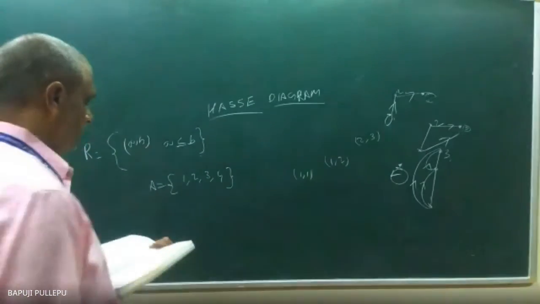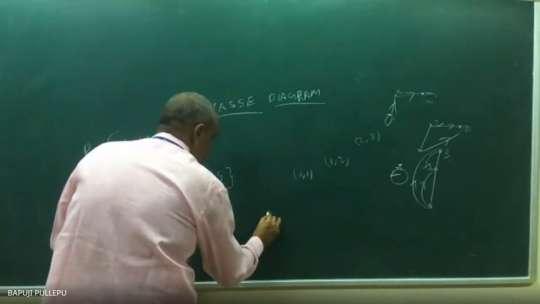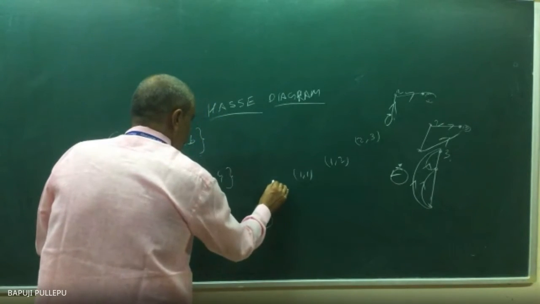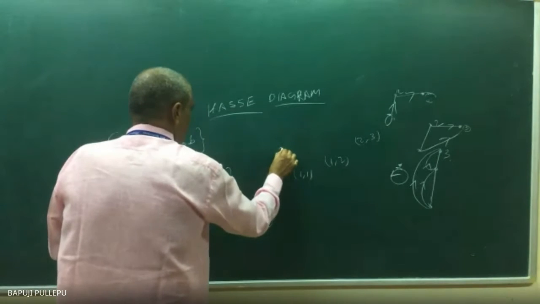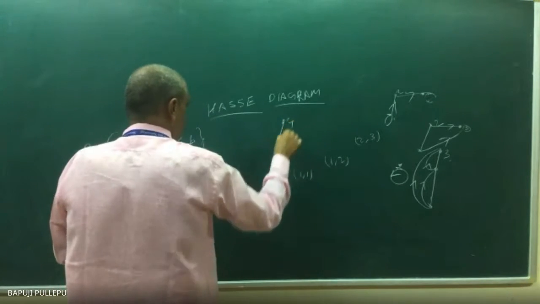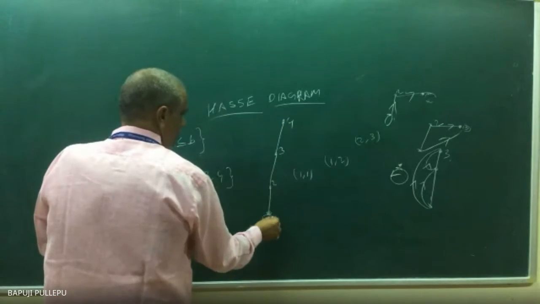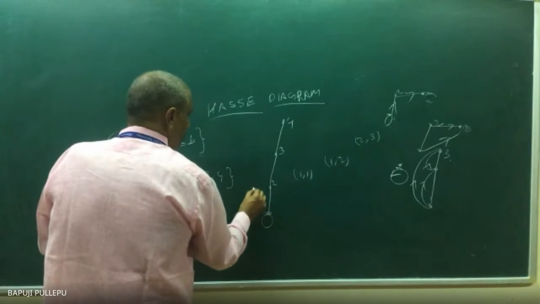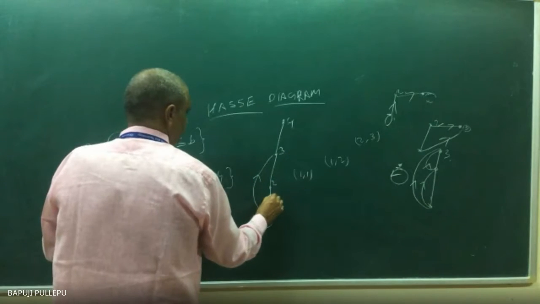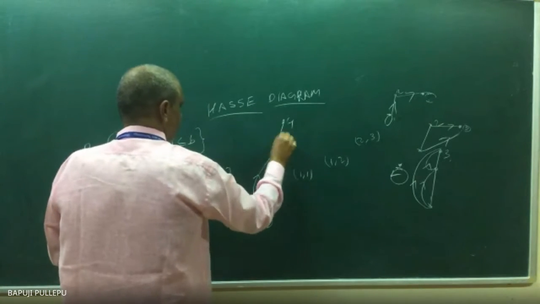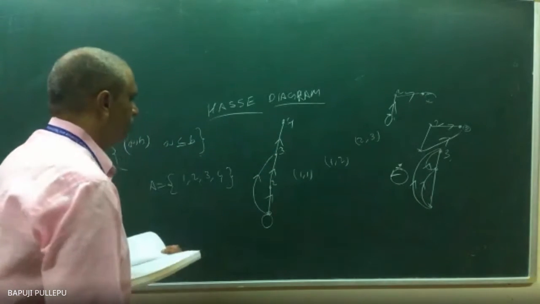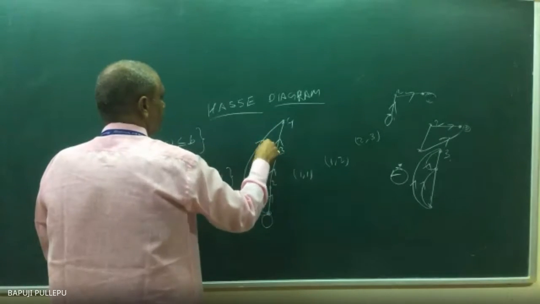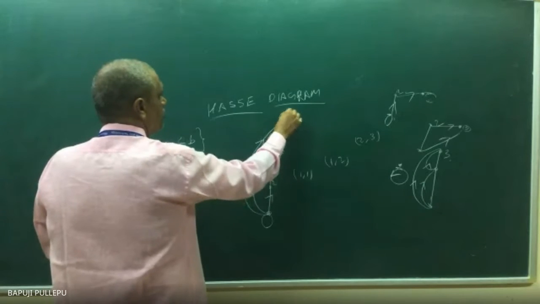See, always try to draw the smallest number first, as I told you. So 1 is what? 1 to 1, then 2, then 3, then 4. Then 1 is less than 2, 1 is less than 3, 1 is less than 4. We have to draw this. Then next what do you do? 1 is less than 4. Then loops also there, you have to draw the loops.